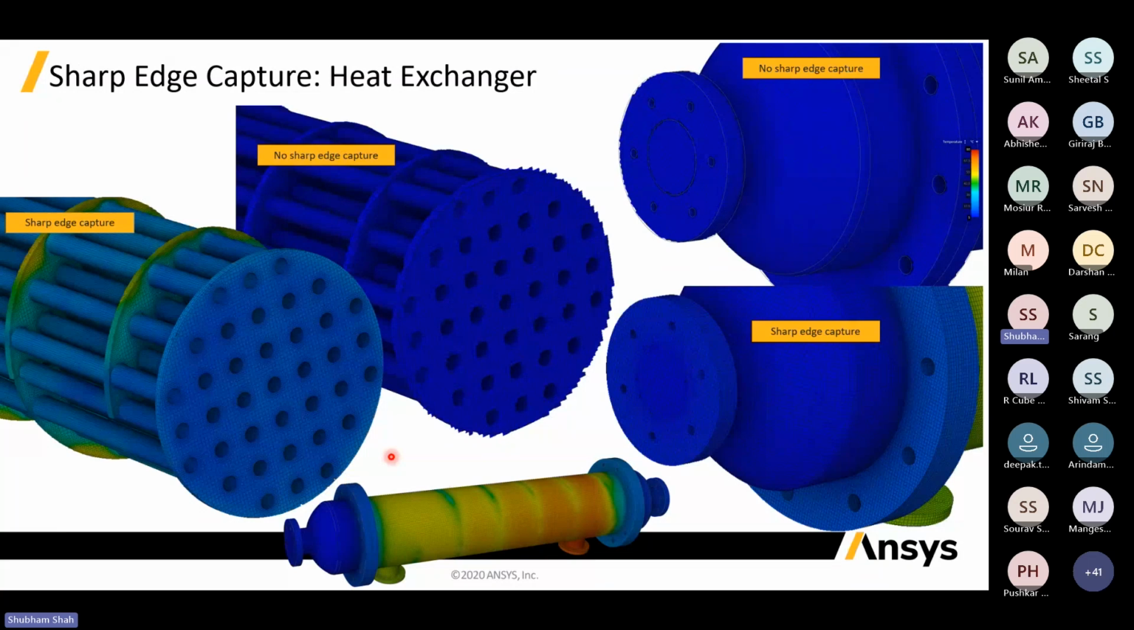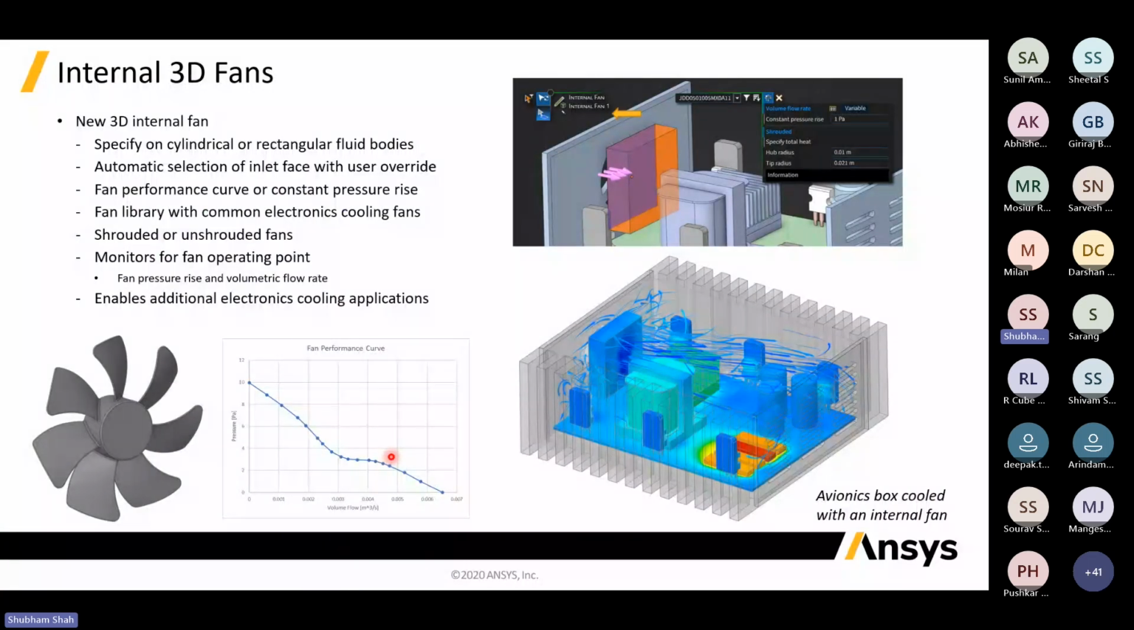So these are a few of the examples for the same. We can also do internal fan simulations, or we can specify it on cylindrical or rectangular fluid bodies. Automatic selections for the inlet faces and user override is available. Fan performance curve or constant pressure rise can be plotted. You can plot the fan curve, basically the fan performance curve, that is your pressure with respect to the volume flow rate, how it is varying.